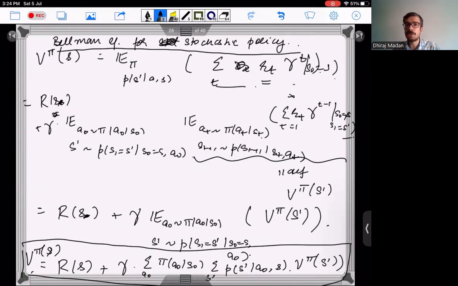And for the case of a stochastic policy, the equation is almost the same, except that one also averages over the choice of action for a given agent. So we are summing over A naught of pi of A naught given S naught, and then the equation is almost the same.